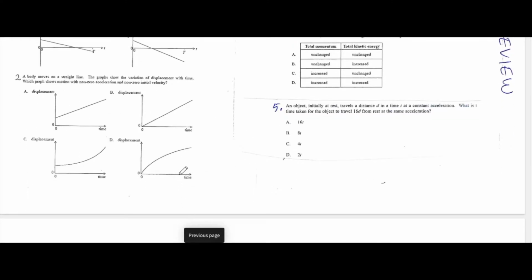Number 2 says a body is moving on a straight line, and we want to show motion with non-zero acceleration and non-zero initial velocity. Now, there is an acceleration, which means the displacement time graph cannot be a straight line, so we eliminate A and B.